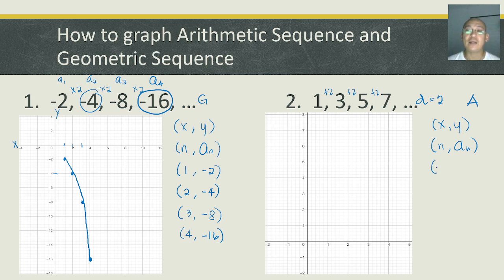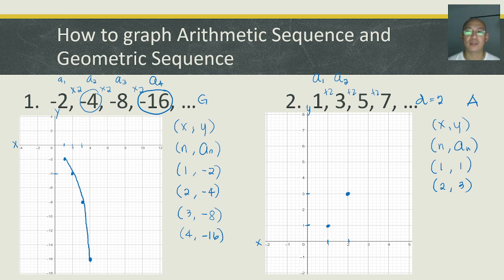So if your n value is 1, we should have a sub 1. Your a sub 1 is also 1. So therefore, if we have here x value as positive 1, and we have this y value of also positive 1, then this is our first point. But what about if your n is 2? Then we have a sub 2, and your a sub 2 is 3. So we have here 2 for your x value and 3 for your y value. Then this is our point.